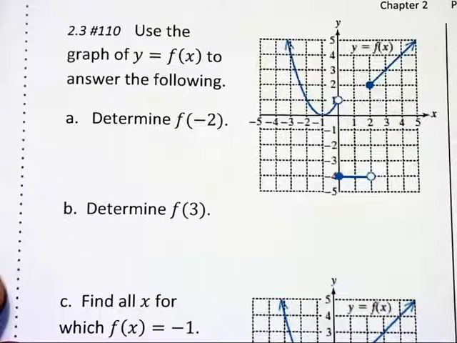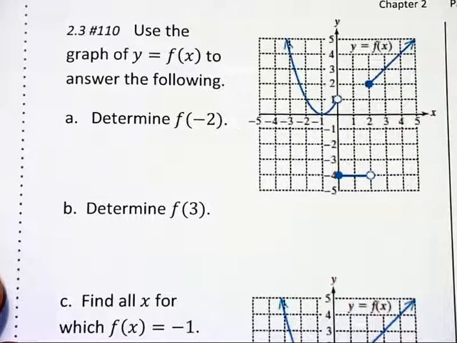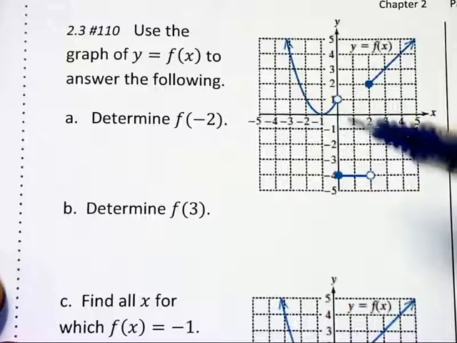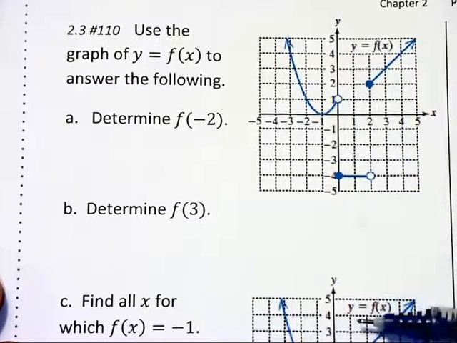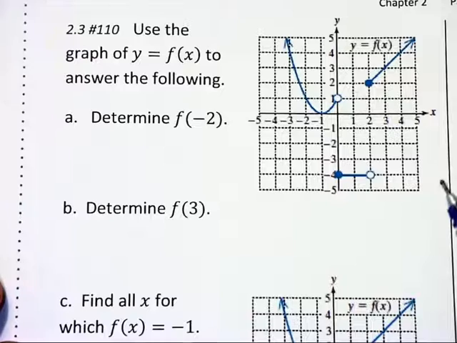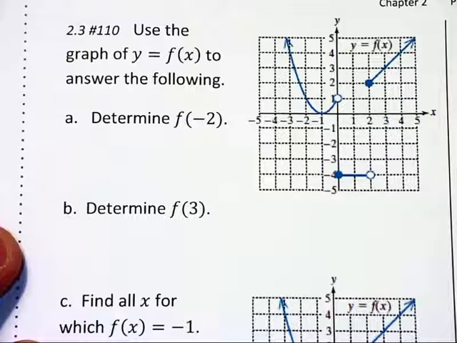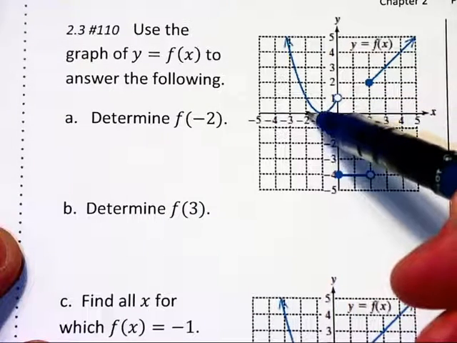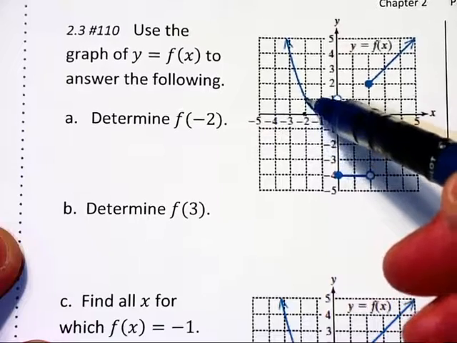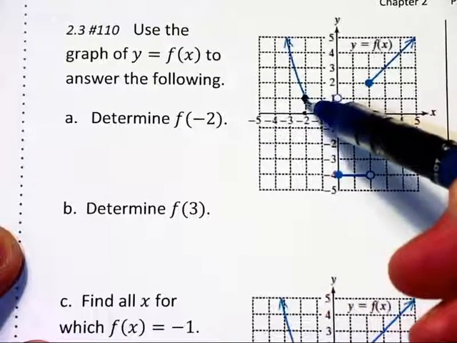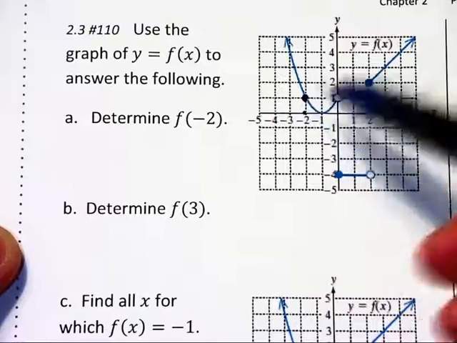On this column of the page, we actually only have one problem with a bunch of parts, but I've decided to redraw this graph over and over again so I can help mark up the figure. Determine f of negative 2. That means when negative 2 is substituted into the function, what is the value of the function?